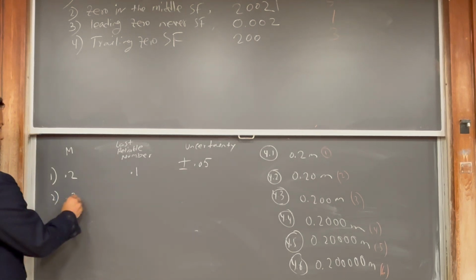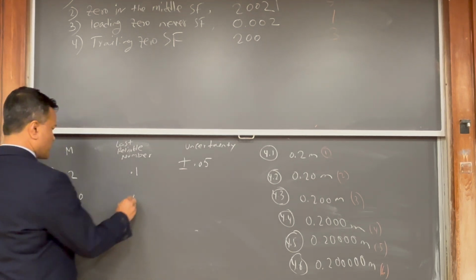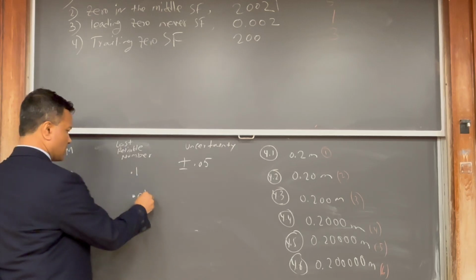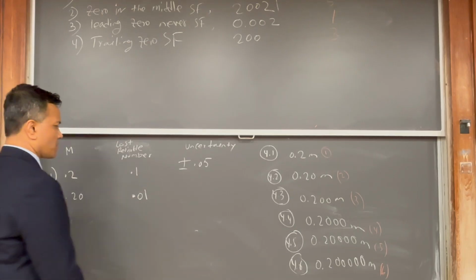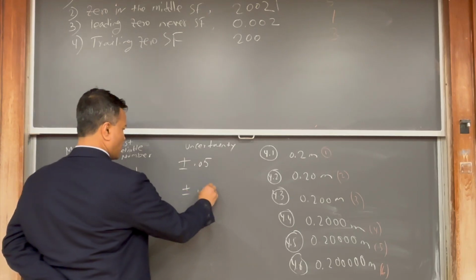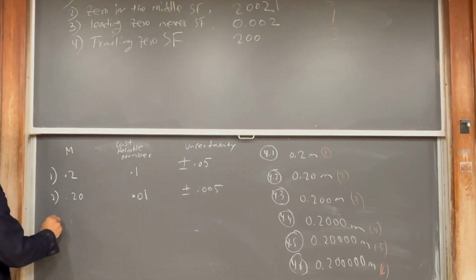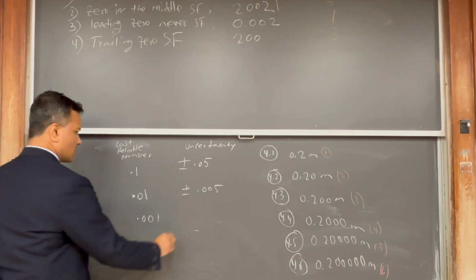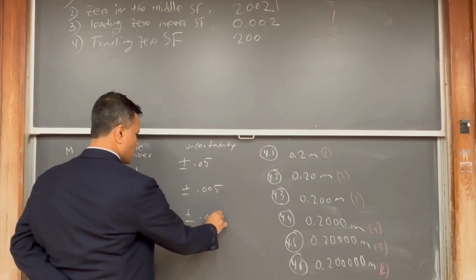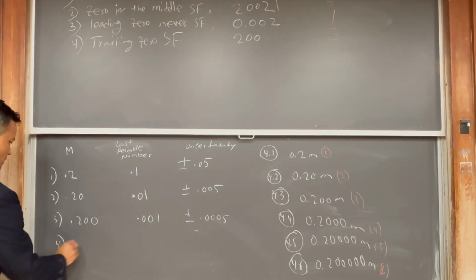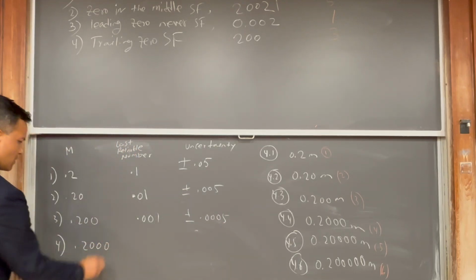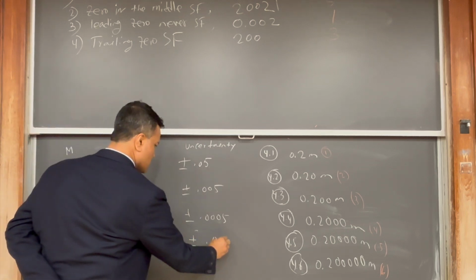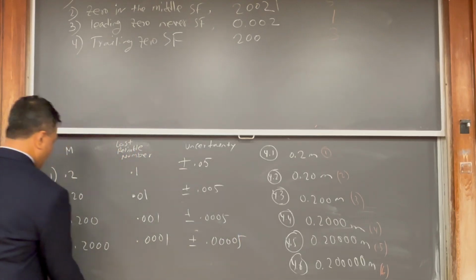Number 2, 0.20. Okay, it's not 0.1, it's 0.01, the hundredth decimal place, plus minus 0.005. Number 3, 0.200, 0.001, plus minus 0.0005. Number 4, 0.2000, 0.0001, plus minus 0.00005.